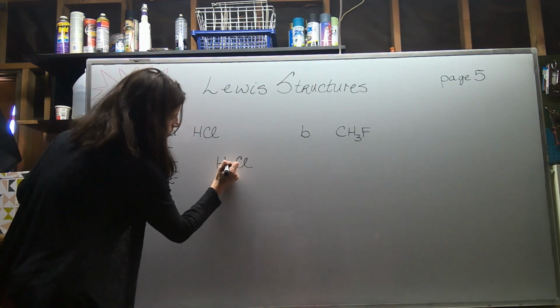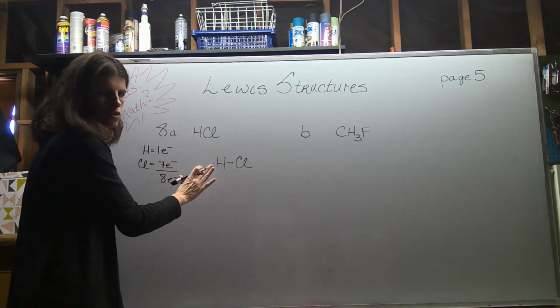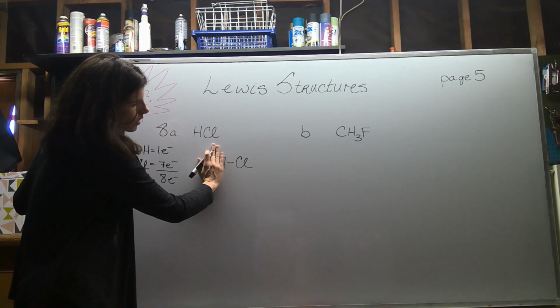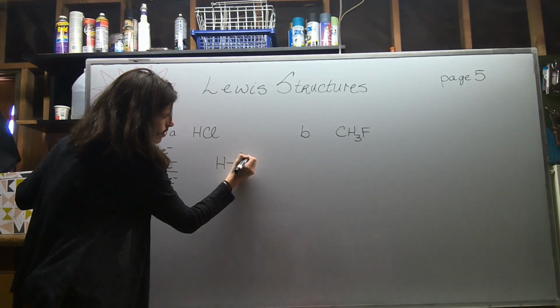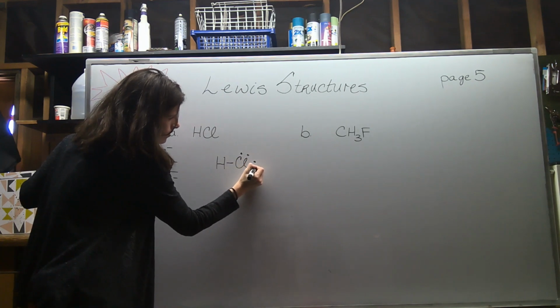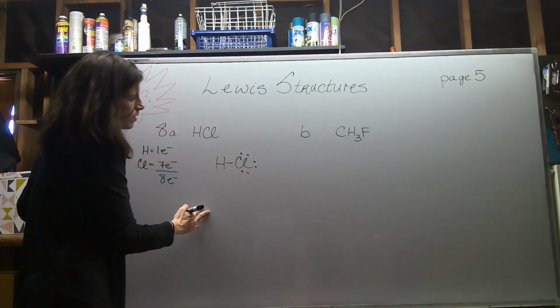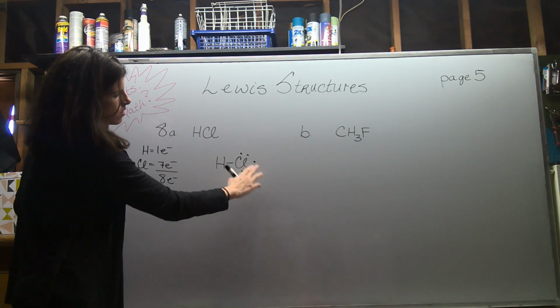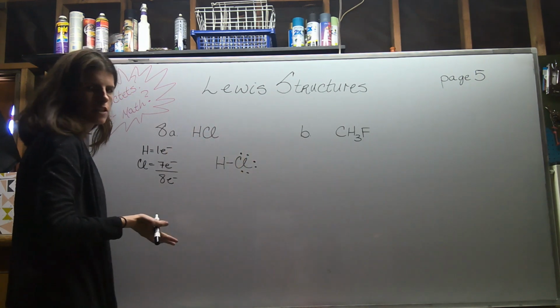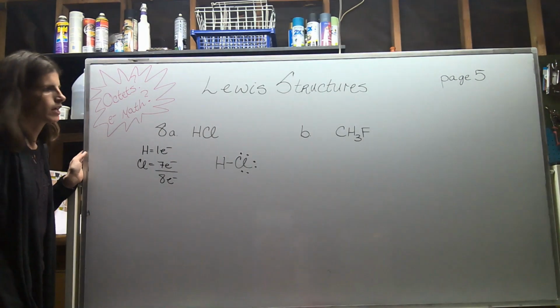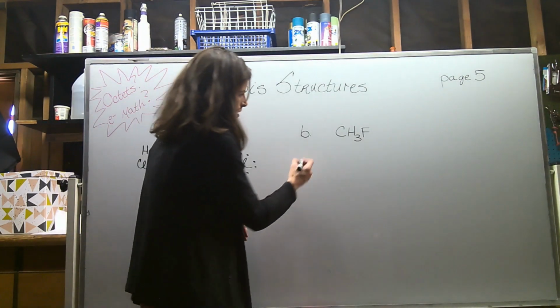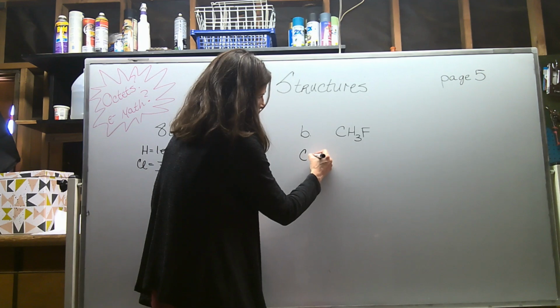Hydrogen just wants to have that 1 bond, so the hydrogen's good. Chlorine, however, needs 8. Right now it has 2. So I'm going to do 3, 4, 5, 6, 7, 8. So now the octet, 2, 4, 6, 8, is satisfied on chlorine, and I've also used the correct number of electrons. Let's move on.